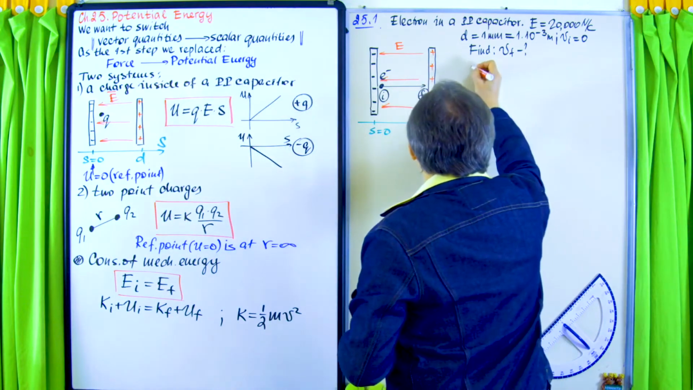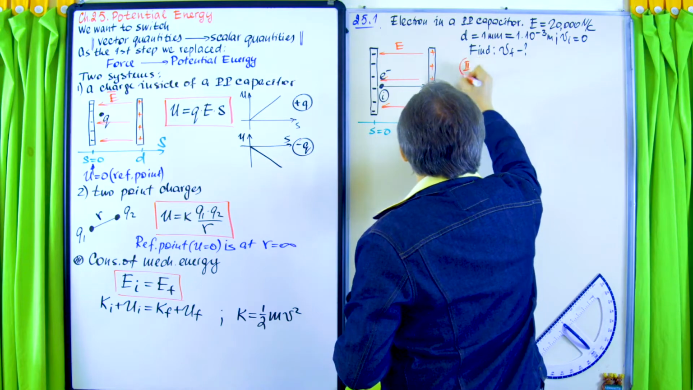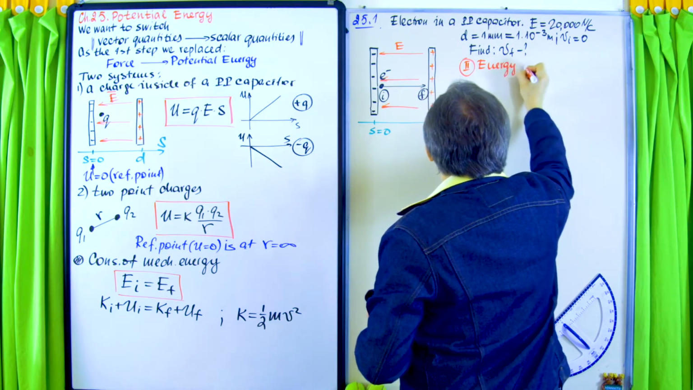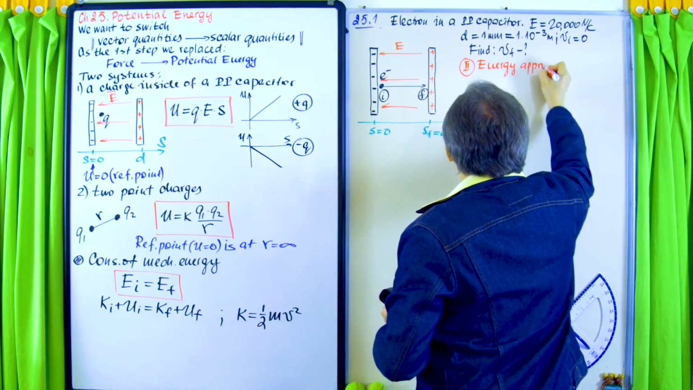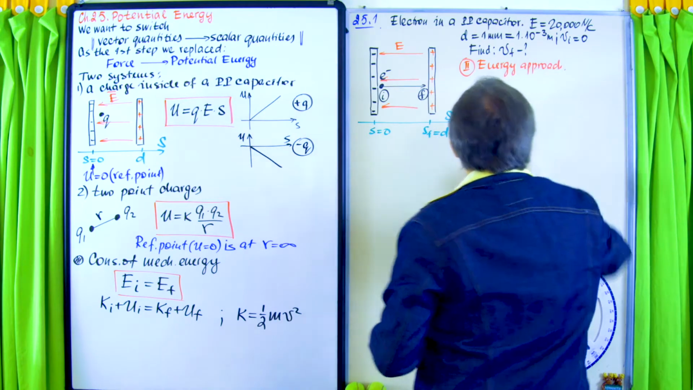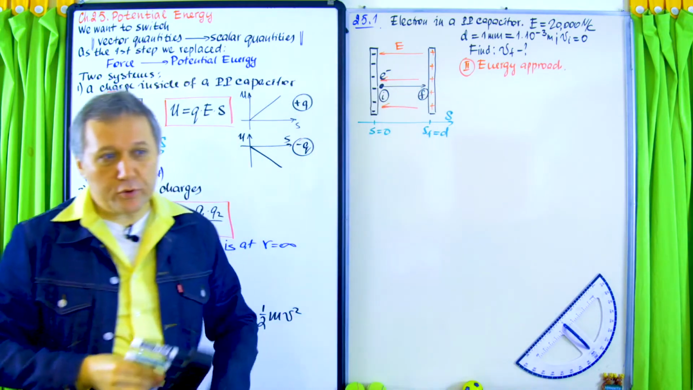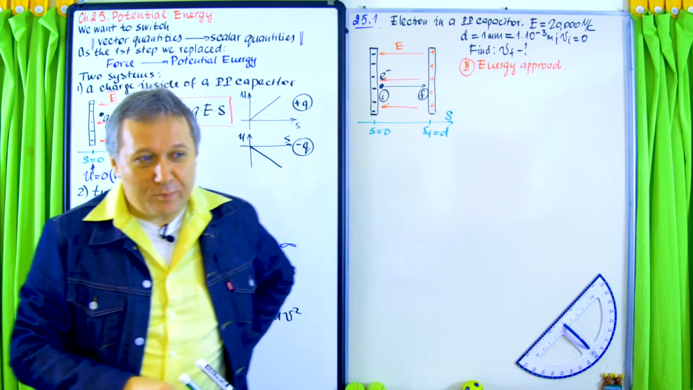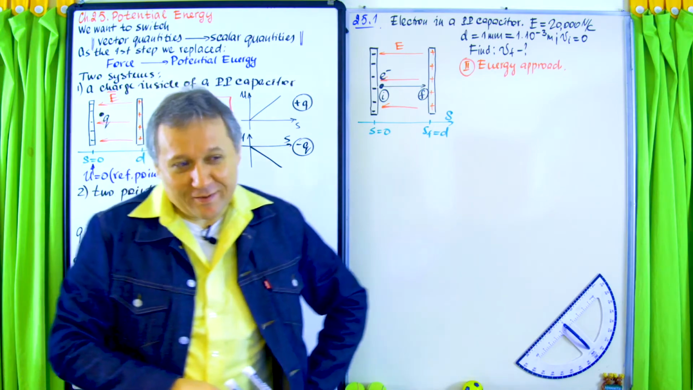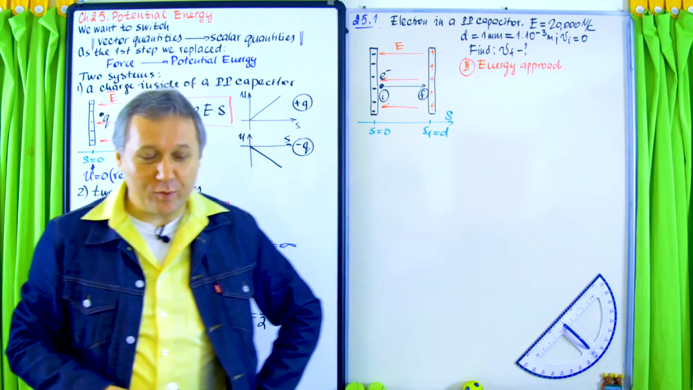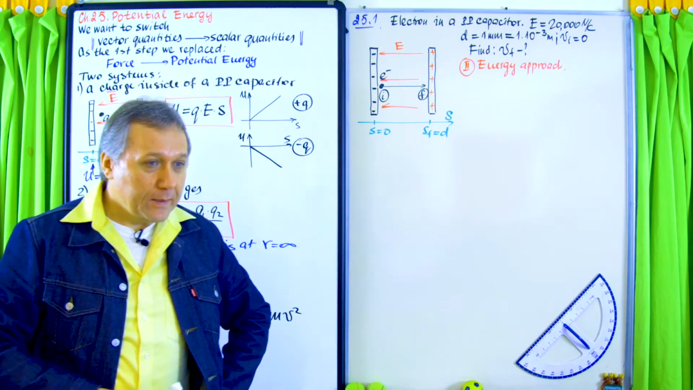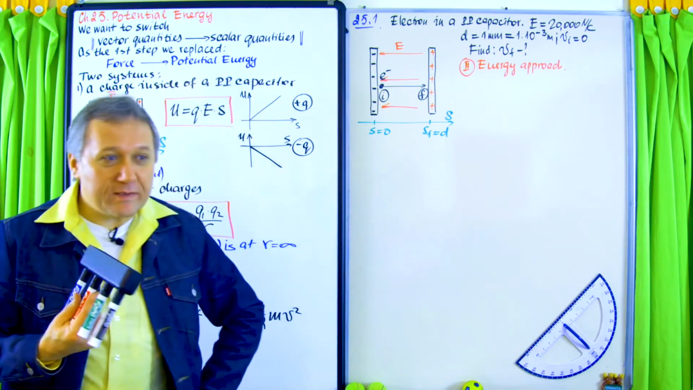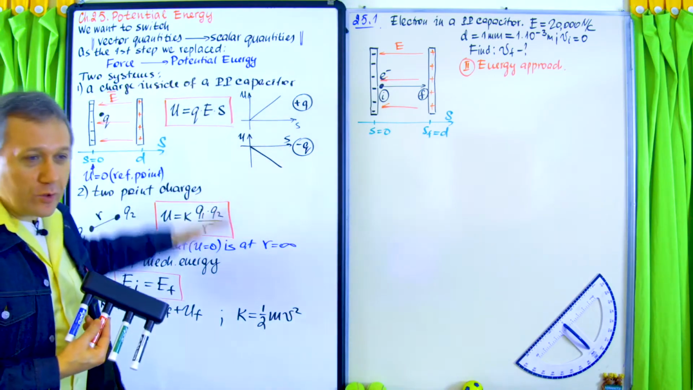So I will put symbol 2, and let's use the energy approach. Again, they're equally strong and powerful, and which approach to use is up to you, or to the person who created the problem and asks you to solve it using this or that approach.